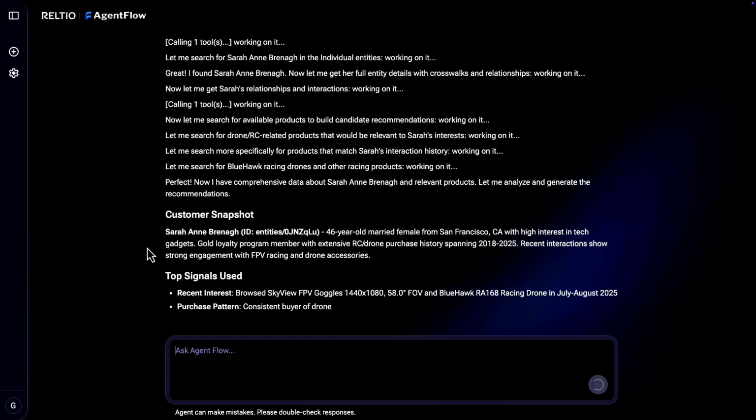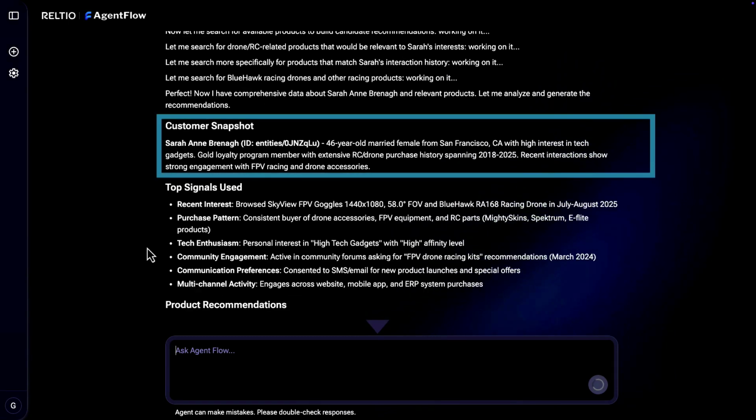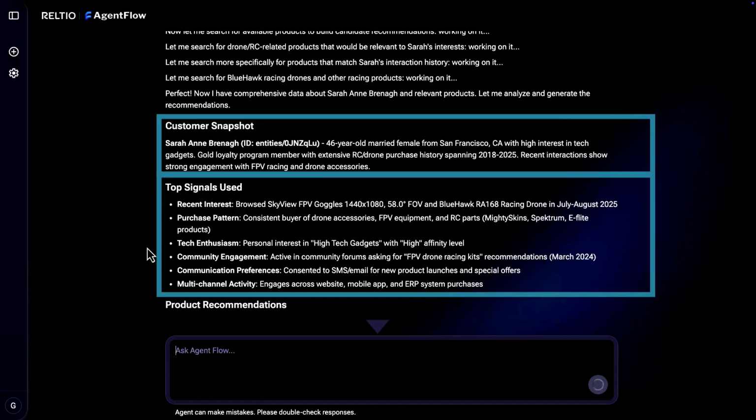And it's going through our MCP layer and talking to our API in this case. And it says, we found a unique individual, here's some information about them. They're a 46-year-old, married female from San Francisco, etc.